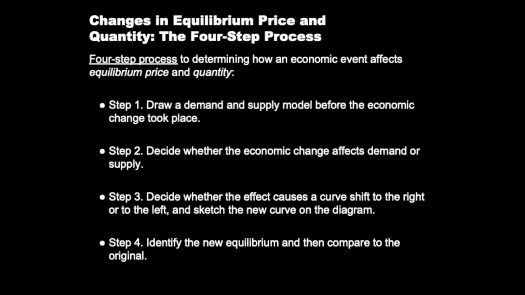The four-step process is used in determining how an economic event affects equilibrium price and quantity. Step 1. Draw the demand and supply curve model before the economic change took place. Step 2. Decide whether the economic change affects demand or supply. Step 3. Decide whether the effect causes a shift to the right or to the left, and sketch the new curve on the diagram. Step 4. Identify the new equilibrium, then compare that to the original.